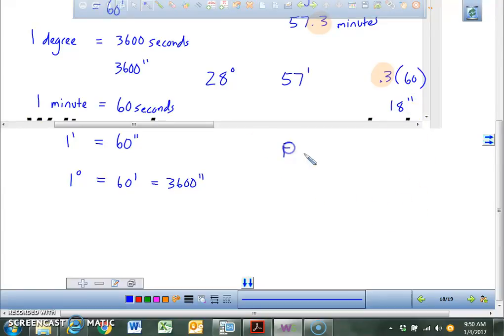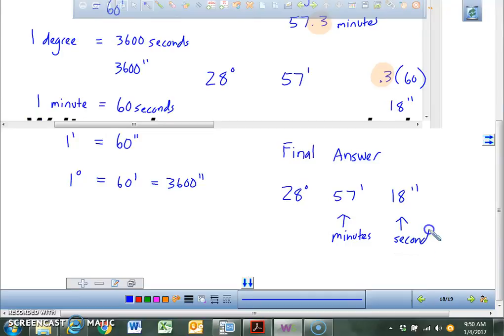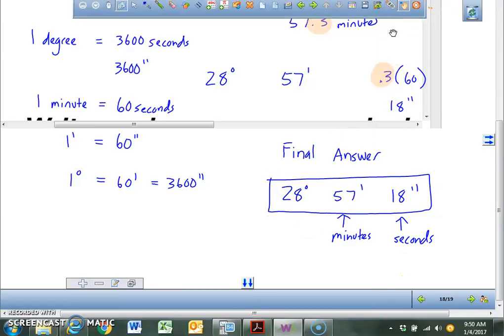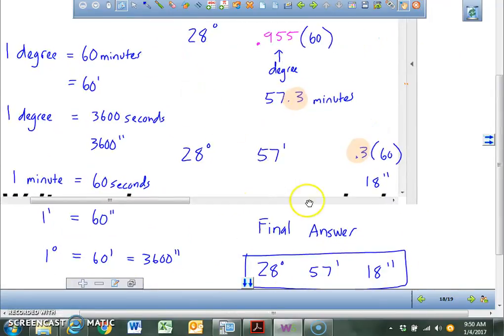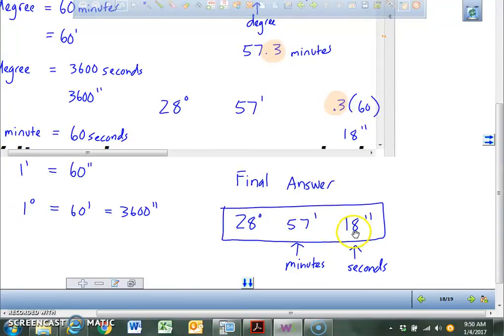Here's your final answer. The final answer is 28 degrees, 57 minutes, and 18 seconds. This represents the number of minutes that you have. This represents the number of seconds that you have. So in review, we converted the decimal 28.955 degrees to 28 degrees, 57 minutes, and 18 seconds.